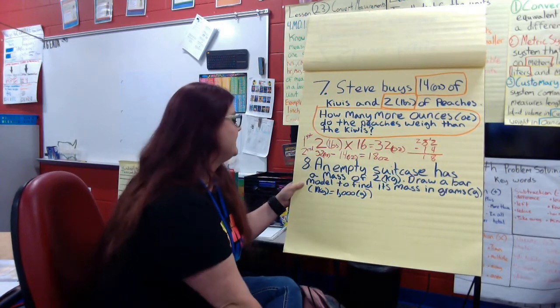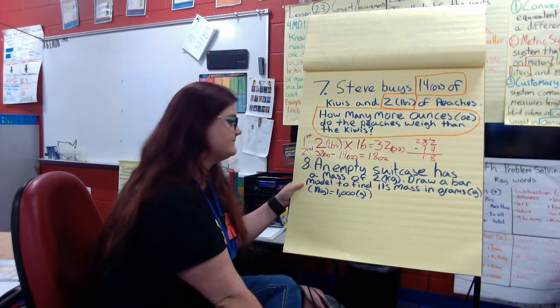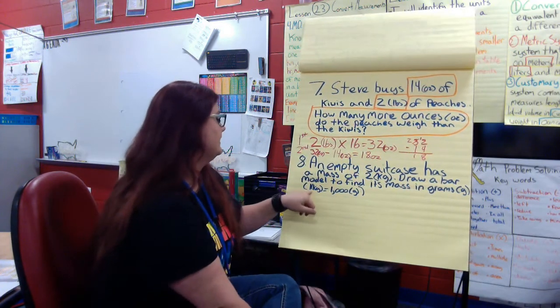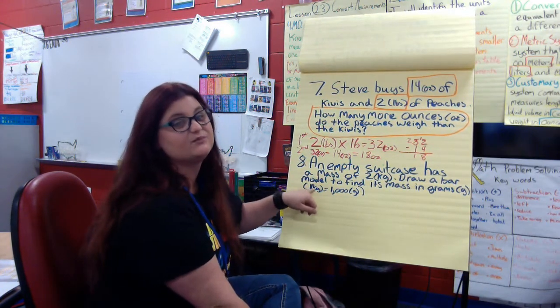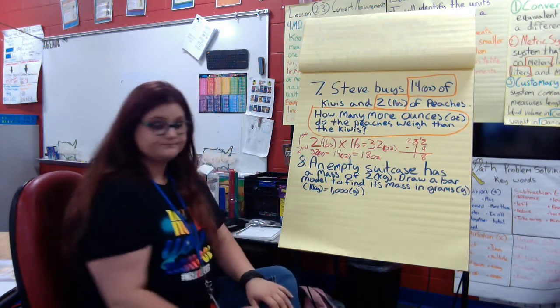An empty suitcase has a mass of 2 kilograms. Draw a bar model to find its mass in grams. And then it gives us the key. 1 kilogram, this is kind of messy. In your book it looks a lot better. 1 kilogram equals 1,000 grams.